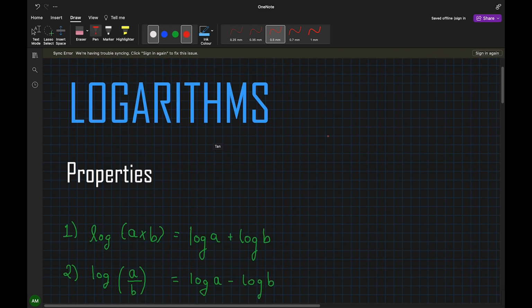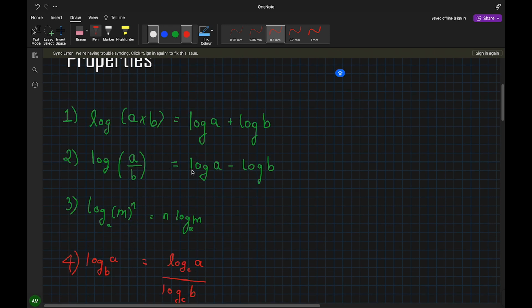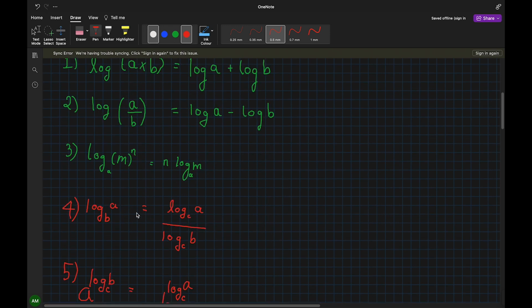Okay, let us learn how to read log. Log of b base a. You read it like this. Clear? Log of a into b is log of a plus log of b. Log of a by b is log of a minus log of b. For m power n, take this n outside. Clear? Bring this outside, then keep log.